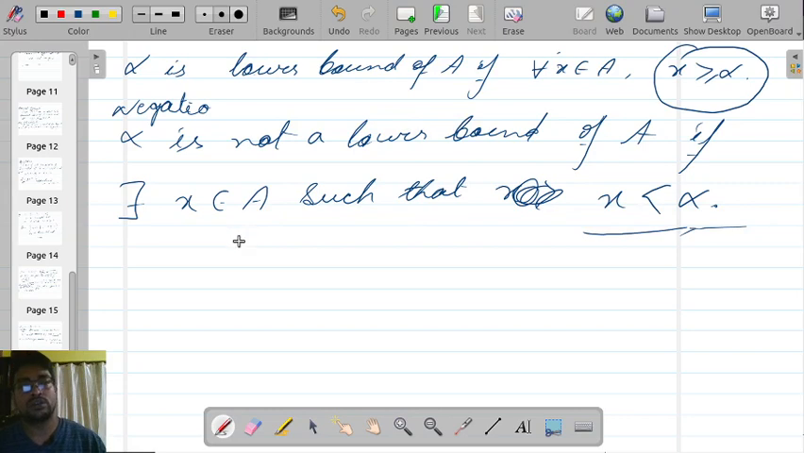So when is a set said to be not bounded above? A set is not bounded above if it doesn't have an upper bound. If the set doesn't have a lower bound, then the set is not bounded below. And if the set has neither a lower bound nor an upper bound, then it's an unbounded set. So these are the things about bounded and unbounded sets.